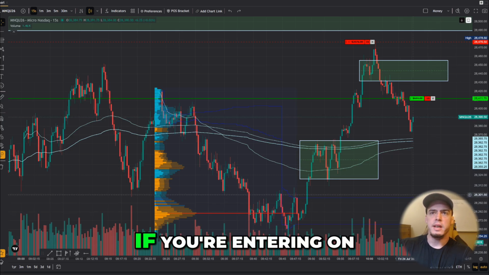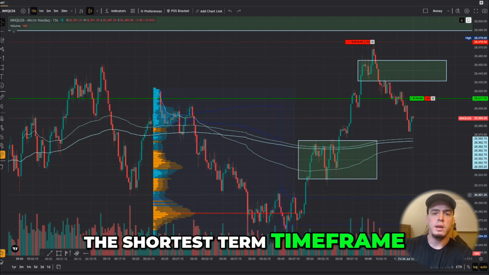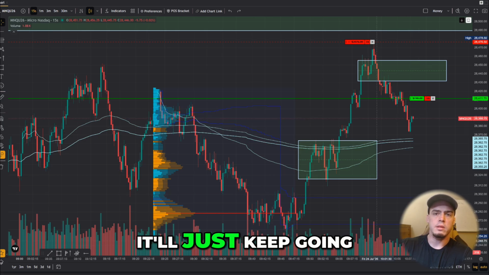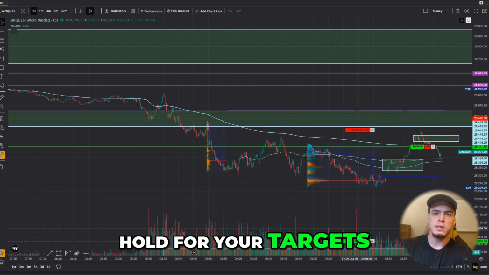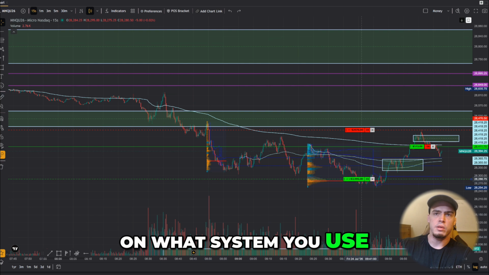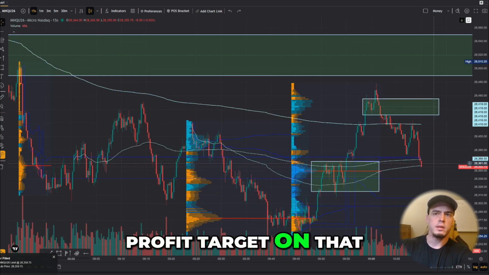And then think about it like if you're entering on the shortest term time frame, has your price been stopped out? A lot of times it'll just keep going, or you could just hold for your targets. That's going to be dependent on what system you use. Order filled. And that was the profit target on that.